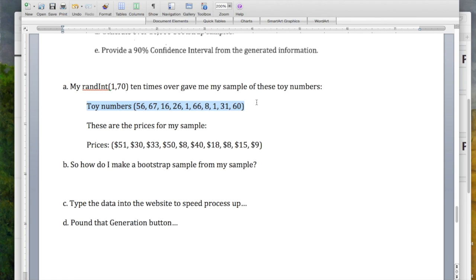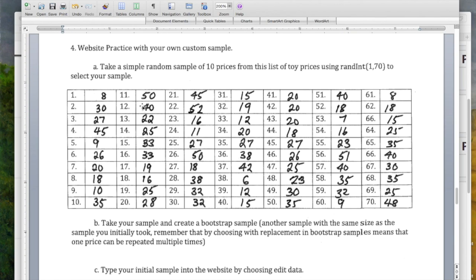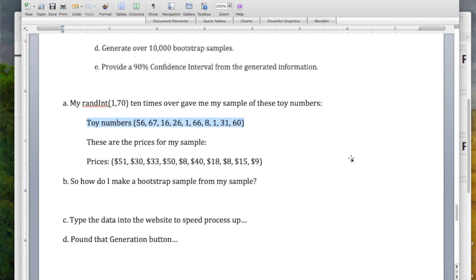And that original sample did actually include the same toy more than once. And that could happen, and that's fine. So let's take a look at the prices for these. So toy number 56 was selected. Toy 56 cost $51, which I wrote down here.